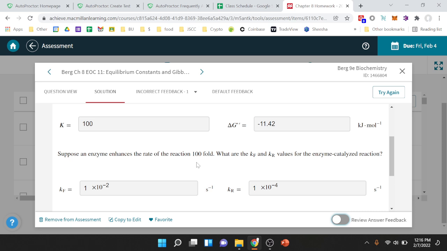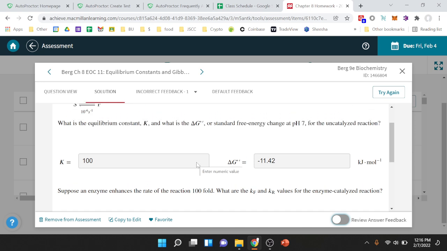Suppose an enzyme enhances the rate of the reaction 100-fold. What are the Kf, Kr values for the enzyme catalyzed reaction? So let me ask you a question real quick. Enzyme catalyzed reactions. What does an enzyme or catalyst do? They're the same thing, right? Speeds up the reaction, but does it speed up one side of it? Or does it speed up the whole thing? Both directions? Both, exactly. All catalysts always speed up the reaction in both directions, right?